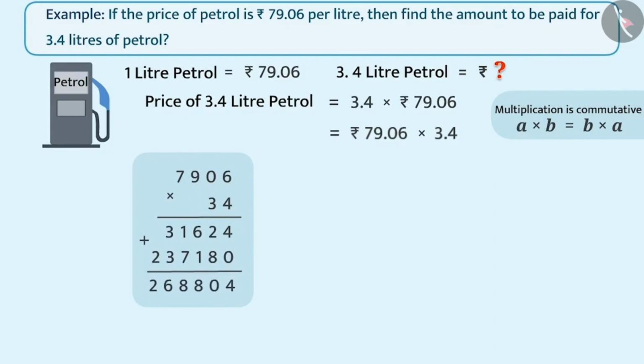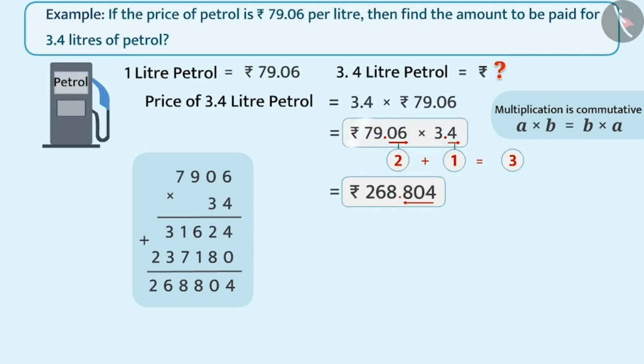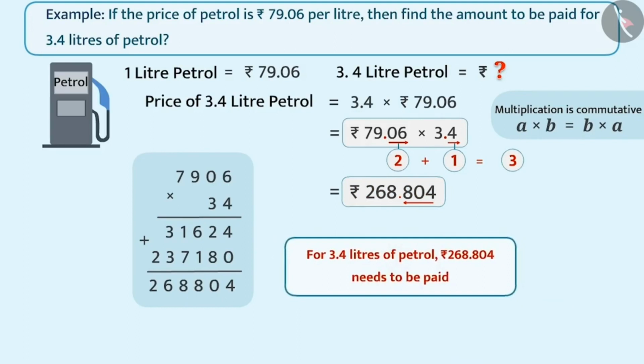2,68,804. Now we can see that in 79.06 and 3.4, to the right side of the decimal point, there are a total of 1 plus 2 is equal to 3 digits. So we will place the decimal point in the answer, leaving 3 digits from the right side. This will give us the correct answer as 268.804. Thus, rupees 79.06 multiplied by 3.4 is equal to rupees 268.804. Therefore, for 3.4 litres of petrol, rupees 268.804 needs to be paid.